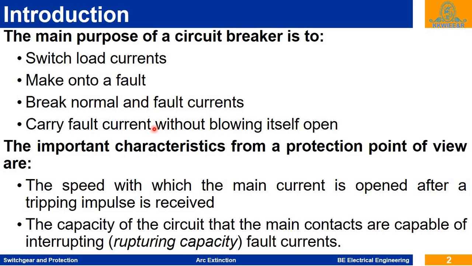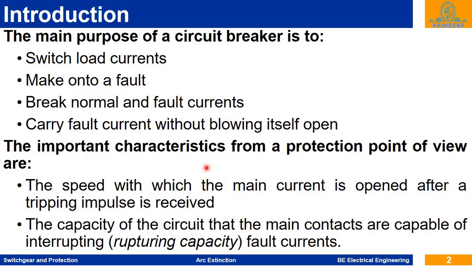When the relay senses the fault current, it picks up and closes the contact so that the tripping signal is given to the trip coil of the circuit breaker. So during this time period, the circuit breaker contact must carry this fault current without blowing itself.